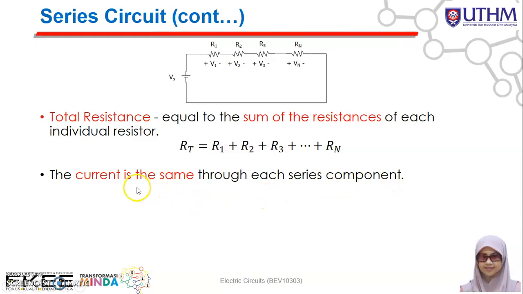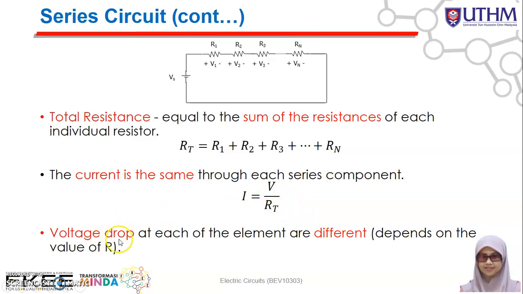The current is the same through each of the series components, because from the previous slide you know that the series circuit provides only one path for the flow of the current. That is why the current remains the same through each of the series components. So your I is equal to voltage over R total, which is R equivalent.